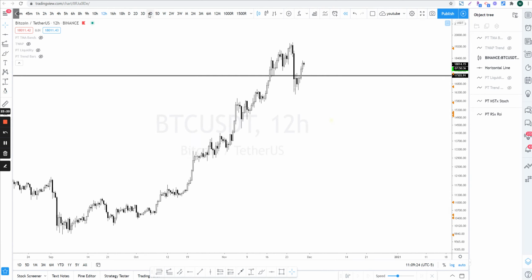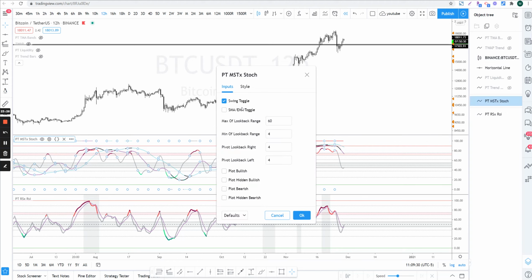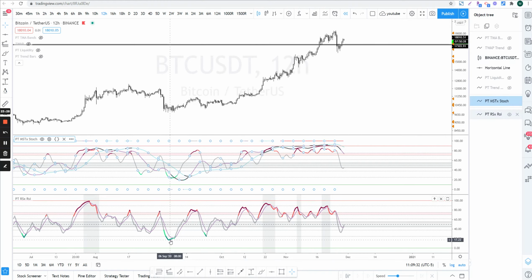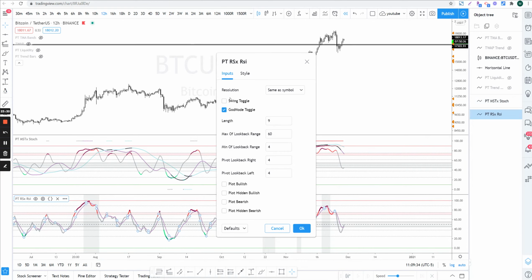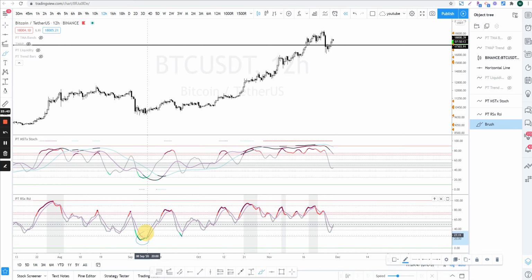Alright, so guys, again, the way you would play the 12 hour, when you see dark green on the swing, take it. You see dark green on the RSX, take it. You don't have to play the swing toggle for the RSX if you want to front run your MSTX. So it might be better to keep the RSX as is and then use the MSTX as a swing. Do it that way.